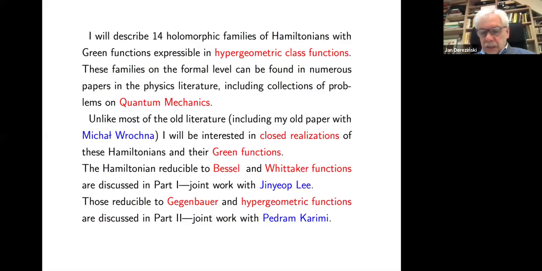In my presentation, the functional analysis aspect will be important. My talk will consist of two parts. In the first part, I will speak about Hamiltonians reducible to the Whittaker equation or to the Bessel equation, which is a special case of the Whittaker equation. This is joint work with Jinhyop Lee. The second part will be about Hamiltonians reducible to the hypergeometric equation. This is joint work with Pedram Karimi.